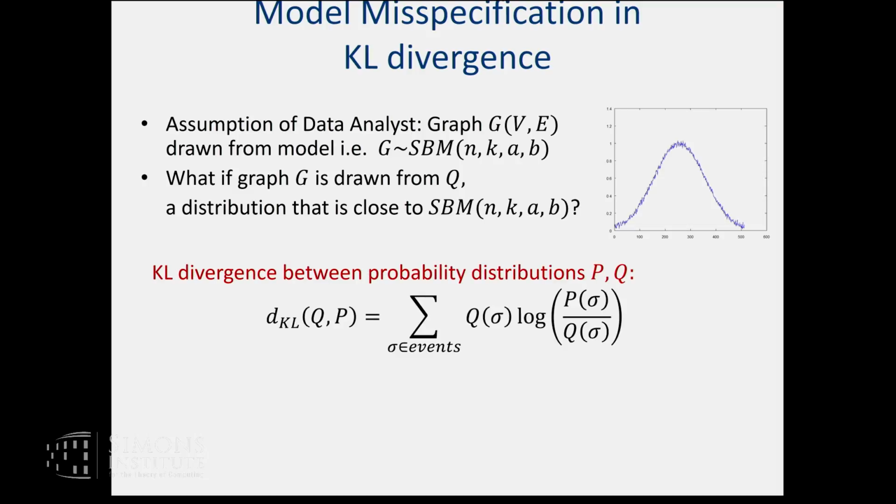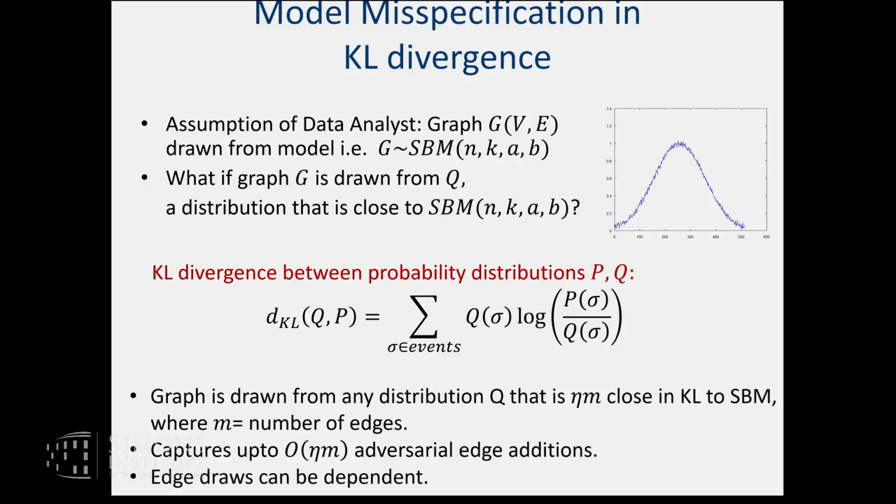Okay, so I'm not going to go into the exact definition. Here's the definition in case you want it, but we're just going to assume that it comes from any distribution Q that is close to a stochastic block model in KL divergence up to eta times m. Think of eta as being a small constant, like 0.01. This way of measuring modeling error through KL divergence also captures adversarial edge additions, but not quite deletions, so they are kind of incomparable. But here now the edges can be very dependent, whereas in a stochastic block model, each edge choice is independent.